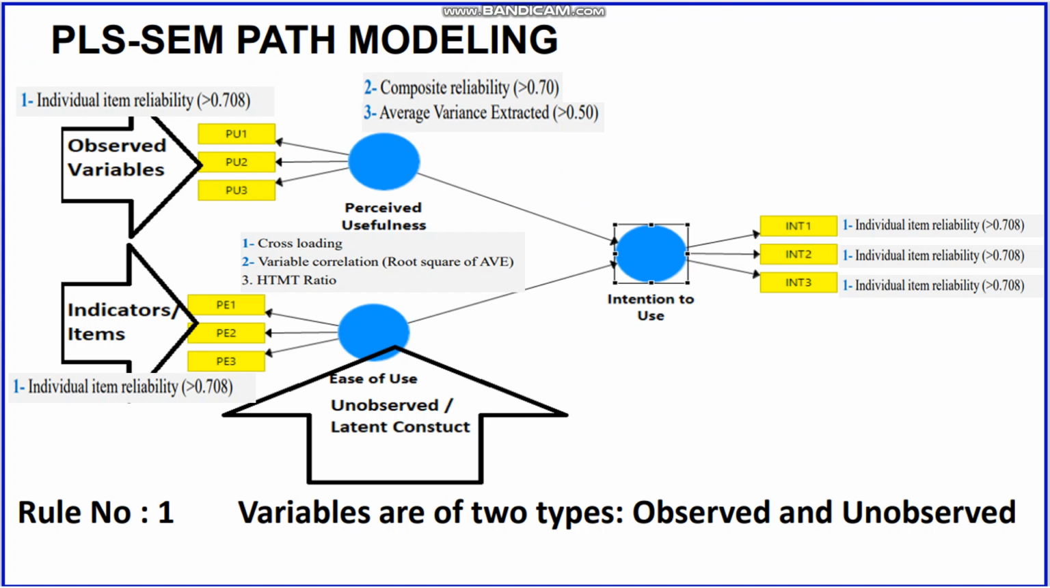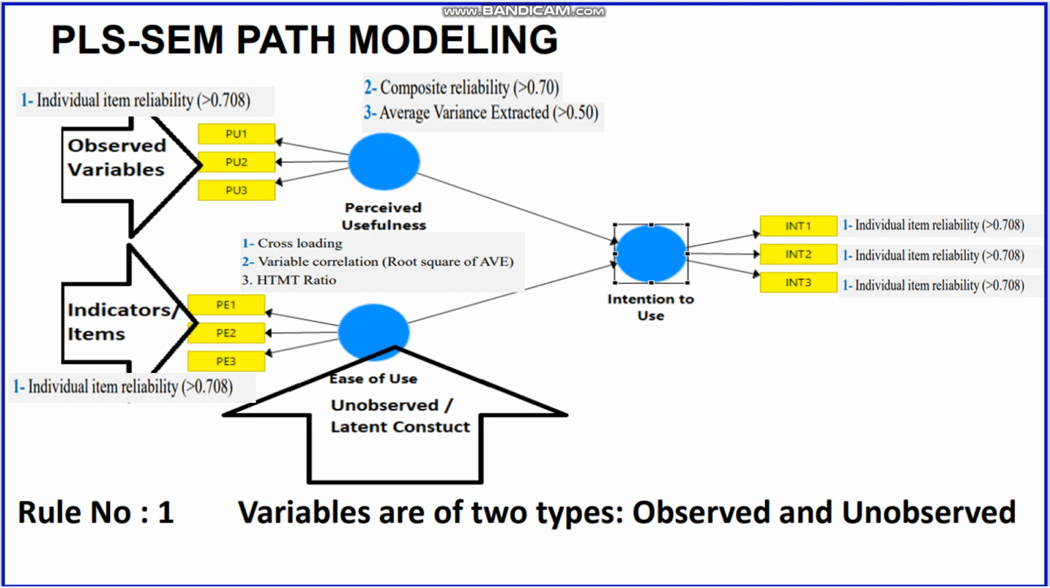Before doing modeling in SmartPLS software, rule number one: you need to understand that variables are of two types, observed variables and unobserved variables. You have to measure individual item reliability, which should be greater than 0.708. So in the case of PU1, 2 and 3, PE1, 2 and 3 and intention 1, 2 and 3, you have to see whether the values are greater than 0.708 or not.